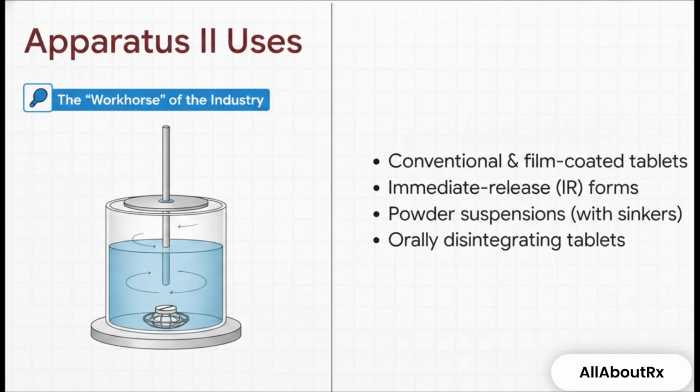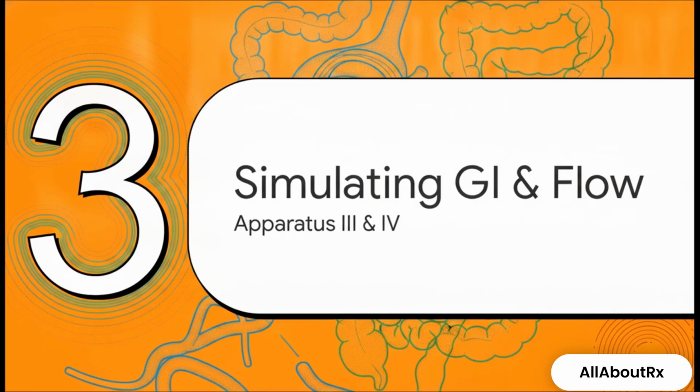Because it is the default, it's highly suitable for a huge range of solid oral dosage forms. We're talking conventional tablets, film-coated tablets, and especially your fast release and immediate release, or IR, formulations. It's also great for orally disintegrating tablets and even powder suspensions. Though, side note, for suspensions, you might need to use sinkers just to keep things weighed down at the bottom. Going forward, try to use Apparatus II as your baseline mental contrast for the more specialized equipment we're about to look at. Section 3, Simulating GI and Flow, Apparatus III and IV.